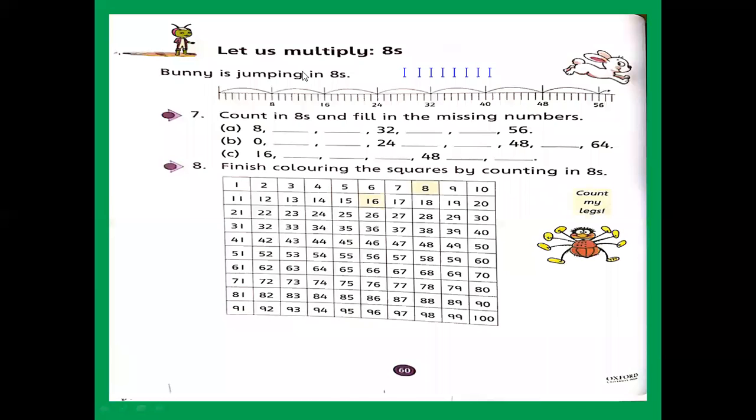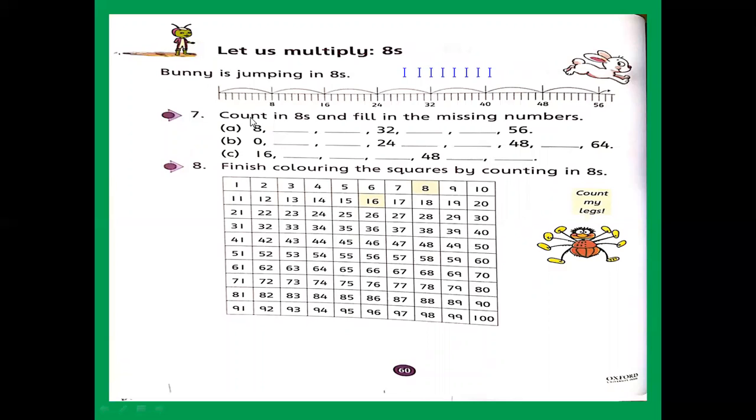Page number 60, let us multiply 8. Eights means the bunny is jumping in eights. Look, I draw 8 lines: 1, 2, 3, 4, 5, 6, 7, 8. You can also draw 8 lines like this on the top of the page, because when you count, you add 8 in each answer, so it is easy for you.